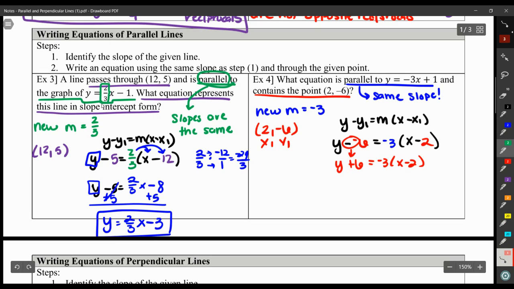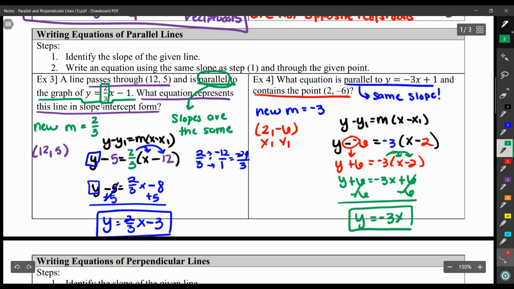So pause the video, practice changing this into slope-intercept form. And this is your slope-intercept form version. So 6 and negative 6 combine together to make 0, which we don't need inside our equation.